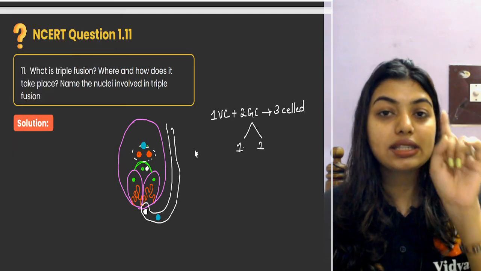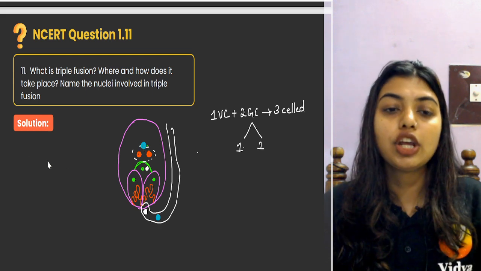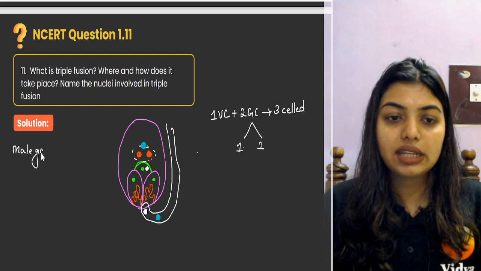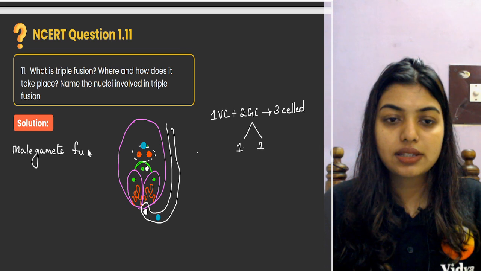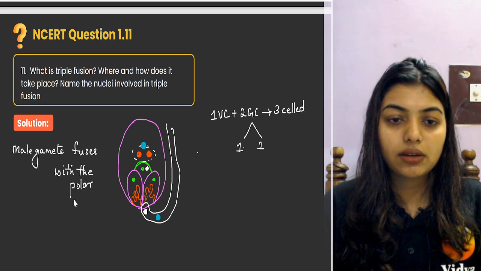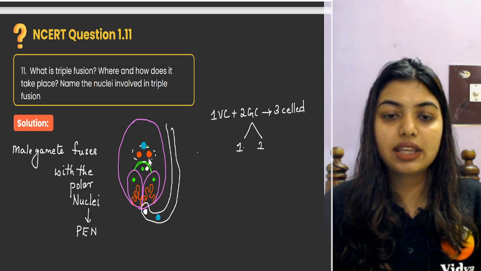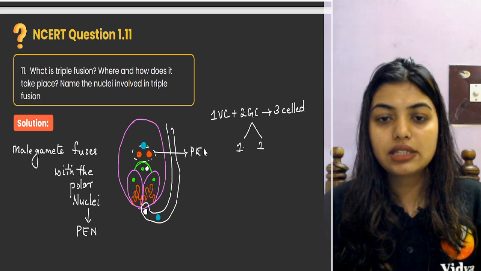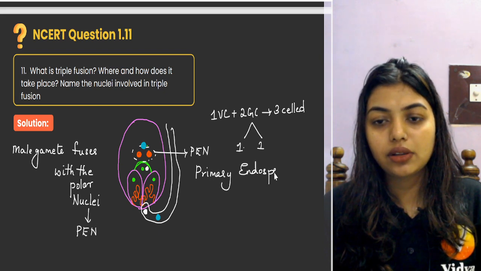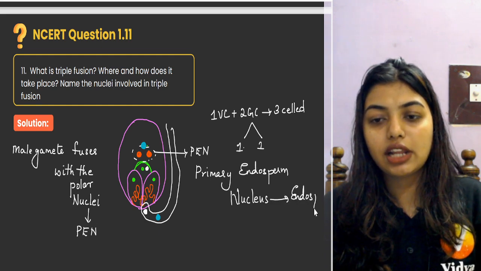Because two nuclei are fusing with one more, three nuclei in all, it becomes triple fusion. So very simple, students. Triple fusion is when one male gamete fuses with the polar nuclei, forming the PEN. This will give rise to nothing but PEN. PEN is primary endosperm nucleus. Later, the fate of this is to become the endosperm, and this is going to give nourishment for the growing embryo.